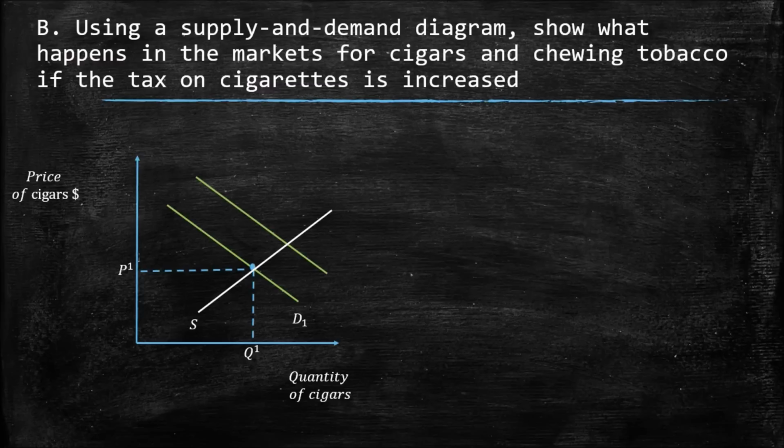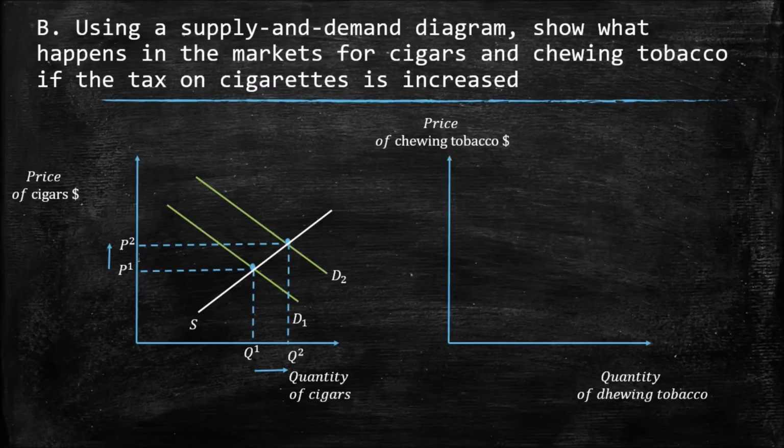So there's going to be a shift to the right for the demand curve, and the effect is going to be an increase in prices and an increase in quantities. On the other side, for the chewing tobacco, here we have the demand and supply. Those are the equilibrium price and quantities, and it's going to be an analogous change to the previous one.